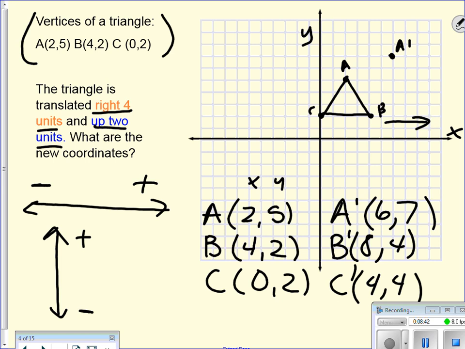This is a good thing to have in your notebook. If you're going right, I should put right, left, up, down, so you know. Your side to side is always your x coordinate, and up and down is always your y. So just make sure you know that. Let's do another one.